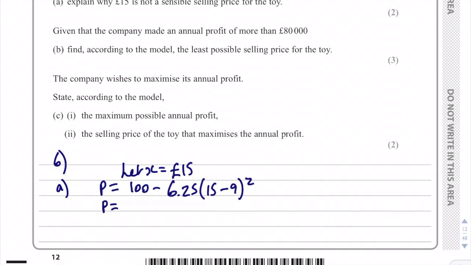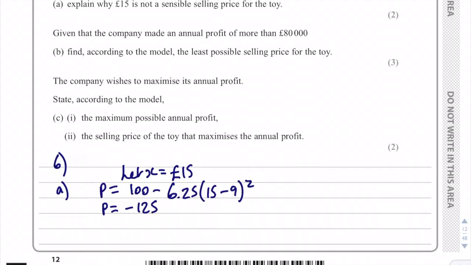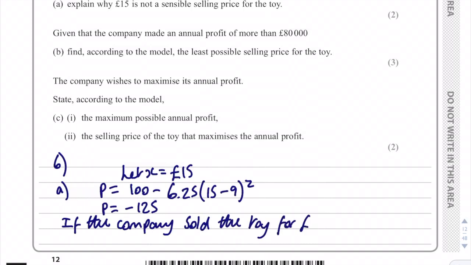So if we simplify this on our calculator, we get minus 125. And the question says, explain why £15 is not a sensible selling price for the toy. Well, we can say if the company sold the toy for £15, they would make a loss of £125.